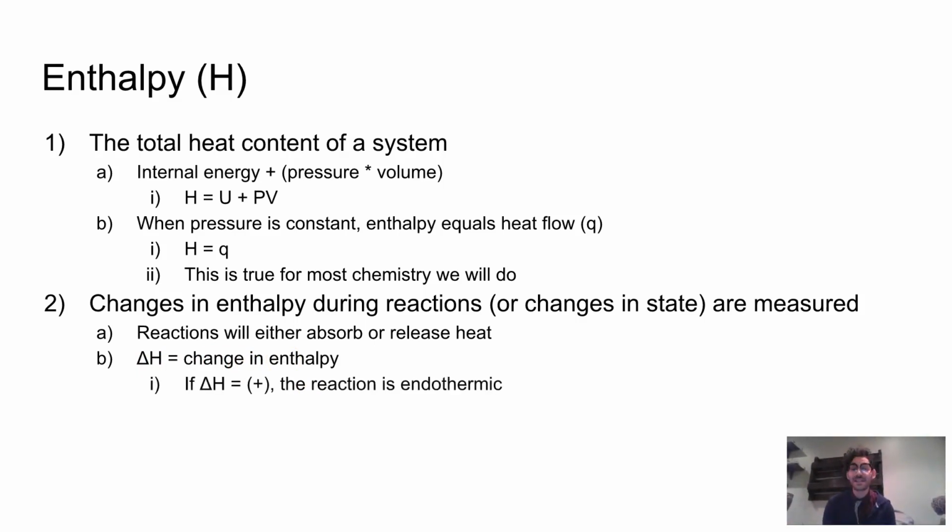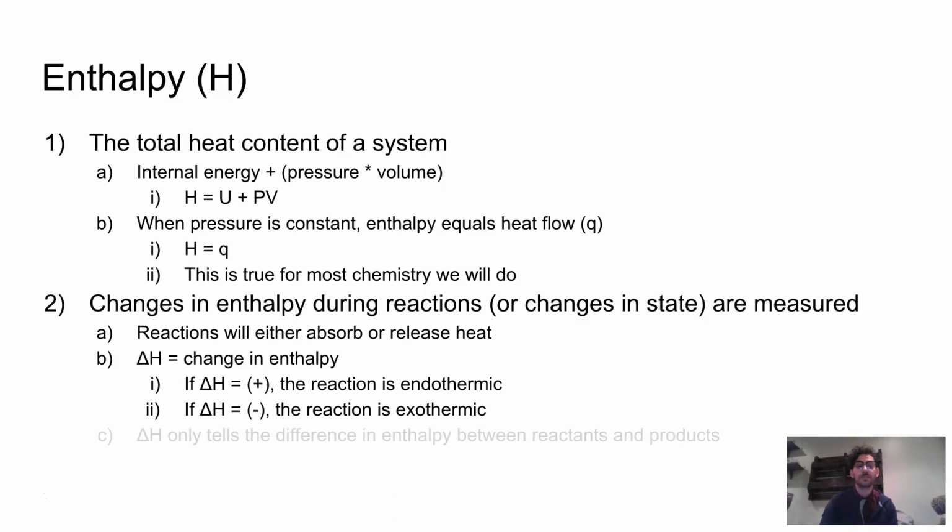So if we have a positive delta H, that means our reaction gains heat. It's endothermic. It absorbs heat. It's something that is going to make its surroundings feel cooler. And if we have a negative delta H, that's going to be an exothermic reaction. That's something where, during the reaction, heat is lost. We have a loss of heat. So something like fire or a combustion reaction releases heat as a product. We can think of it that way.